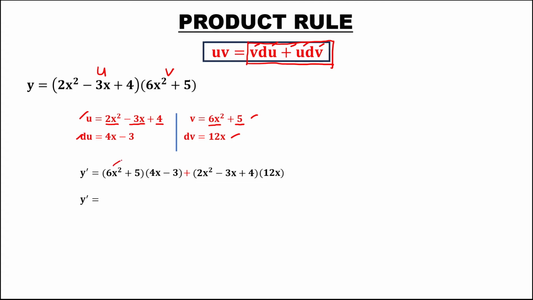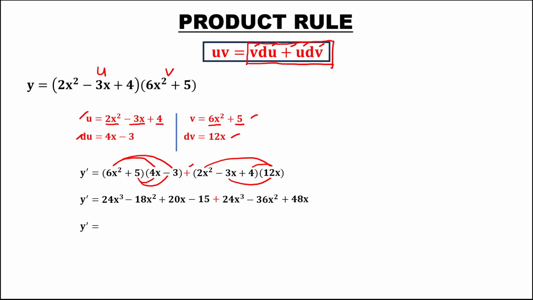Then to simplify, 6x squared times 4x, this is 24x to the power 3, and 6x squared times negative 3, that's negative 18x to the power 2, then 5 times 4x, that's positive 20x, and 5 times negative 3, that's negative 15, then plus 2x squared times 12x, that's 24x to the power 3, negative 3x times 12x, that's negative 36x to the power 2, and 4 times 12x, that's 48x. Then combine like terms.